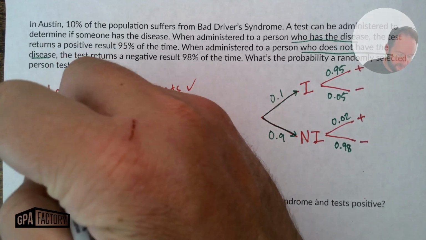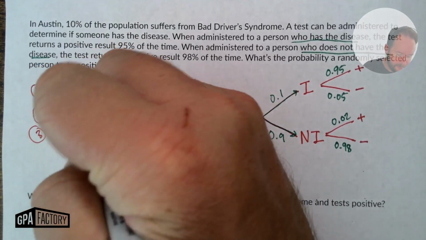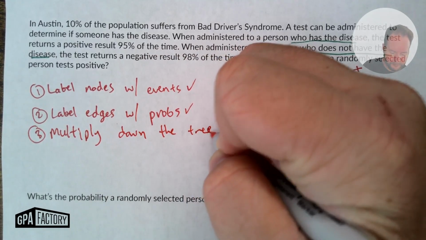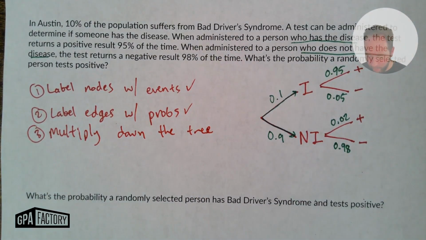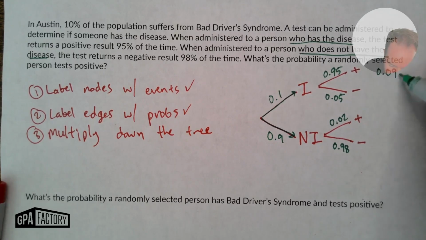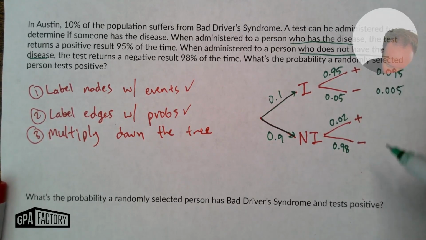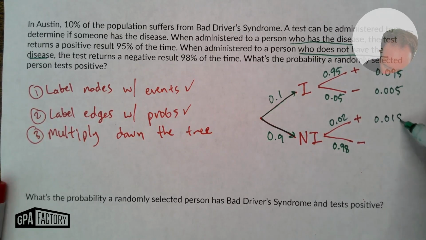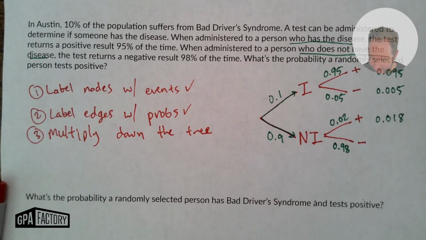Now step 3 is to multiply down the tree. All right, here I go. 0.1 times 0.95 is going to give me 0.095. 0.1 times 0.05 is going to give me 0.005. 0.9 times 0.02 is 0.018. And 0.9 times 0.98, I need a calculator for this guy.